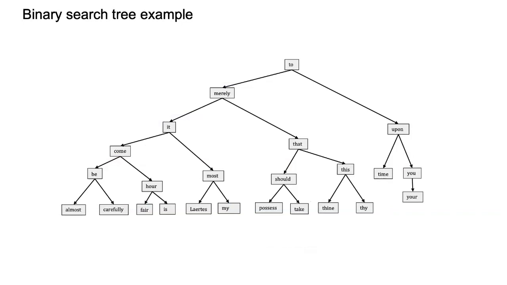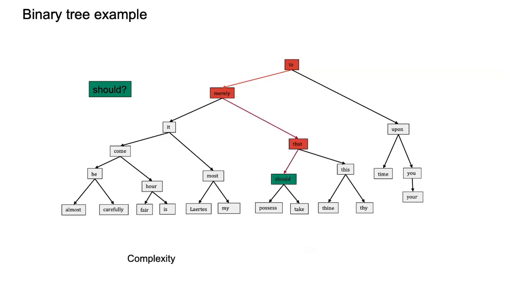Now, here's an example. So here, this is the convention where I have posting lists everywhere, otherwise it would be too big. But how do you see now the binary search? Well, imagine that I have to look for should now. So I start here and I compare. So I have a first comparison. Should is before, so I go on the left. Should is after Merli, so I go to the right. Should is before that, I go to the left, and there I found it, right?